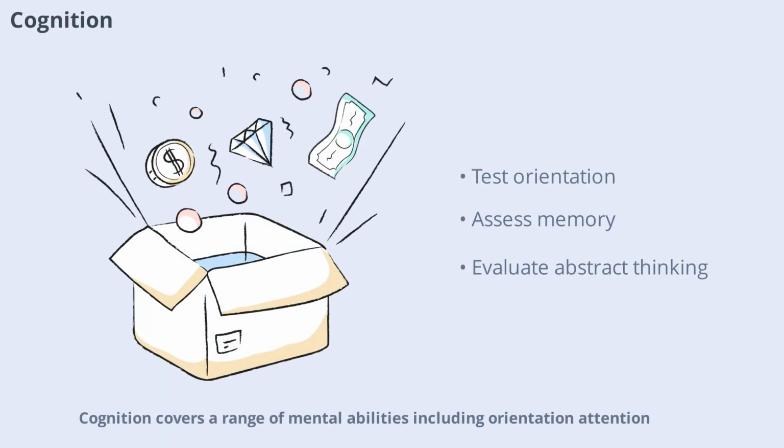Cognition covers a range of mental abilities, including orientation, attention, memory, and abstract thinking. Test orientation by asking about time, place, and person. Assess attention with simple tasks and check memory by asking about recent and remote events. Evaluate abstract thinking with proverbs or similarities. Cognitive deficits can indicate neurological or psychiatric conditions.